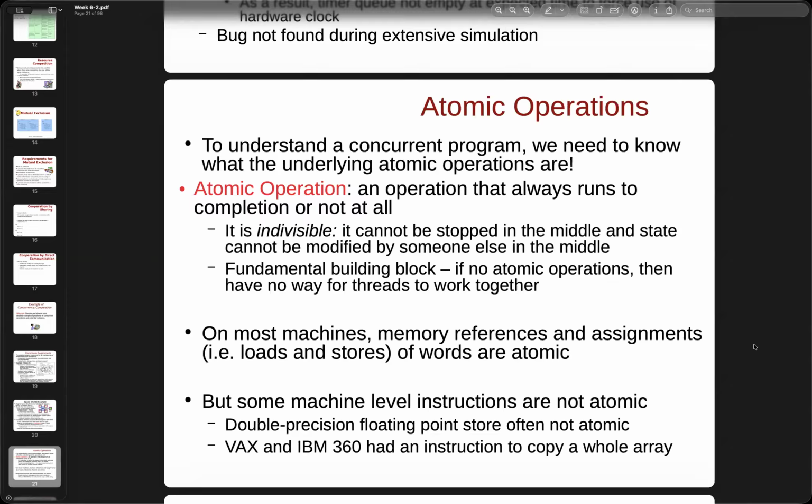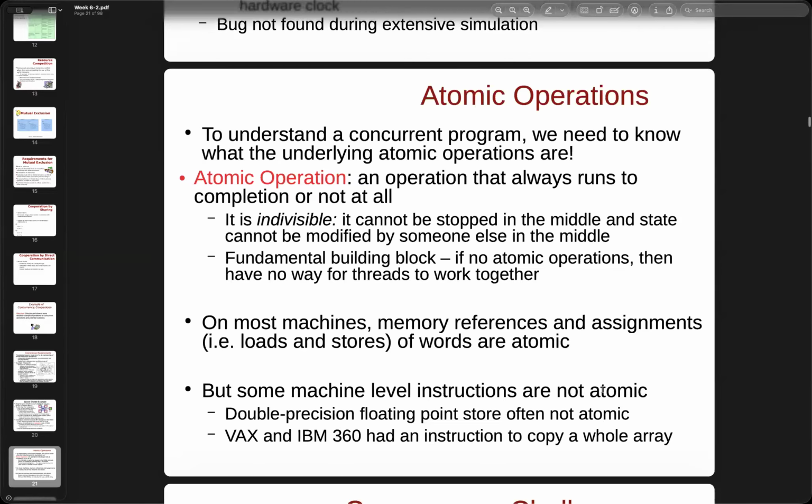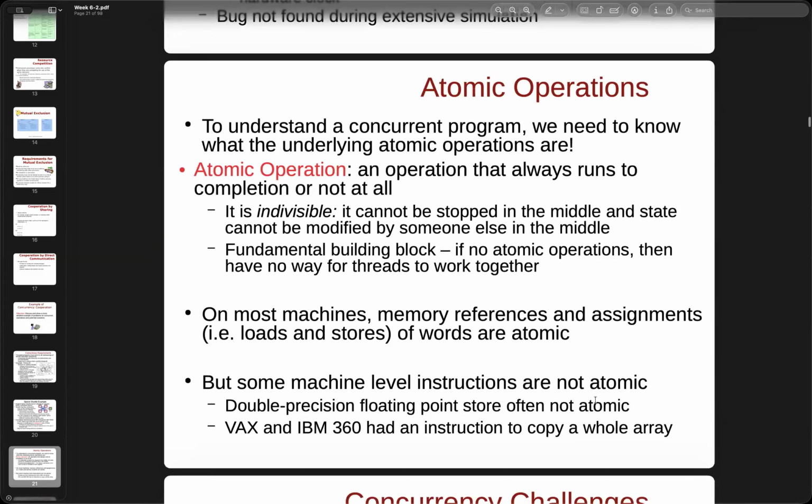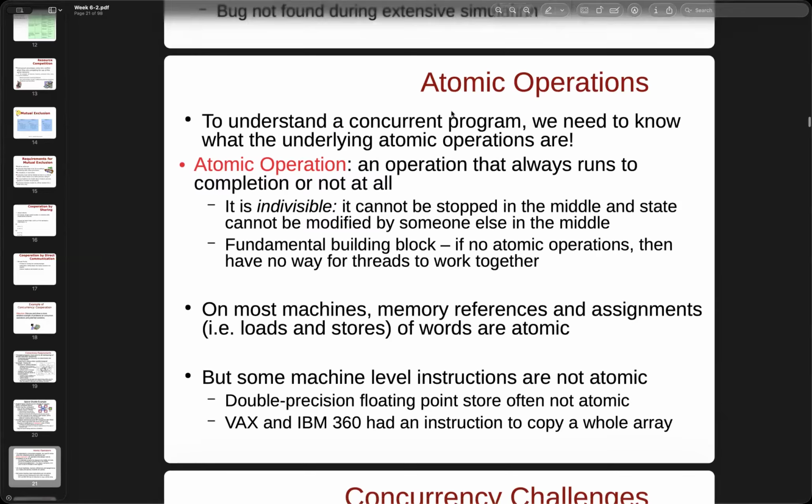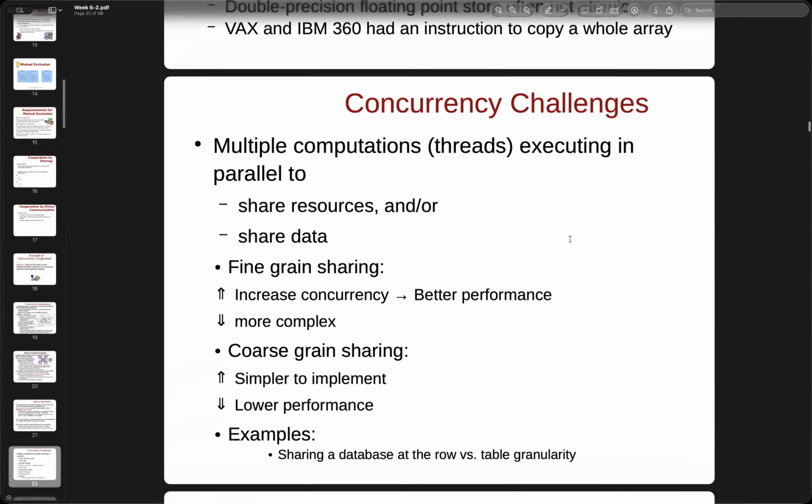It's more important. But there are some machine-level instructions that are not atomic, for example the double-precision floating point store, which is often not atomic. Also the VAX or IBM 360. You may never have heard about that, but they have an instruction to copy a whole array. So you need to have an idea and concept of what an atomic operation is, because everything we discuss relies on it.